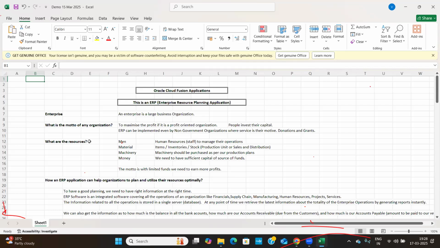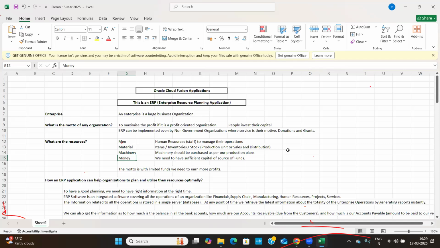They will have men. Everybody needs men, or people to work, and they need to deal with material items, and also they need machinery, plant and machinery. Not only plant and machinery, they may also need motor vehicles, bikes or motor cars or air conditioners. These are all machinery only. And also they need some money to buy all these things, to employ people, and also to buy the material or the machinery. Money is required. Money is in terms of capital.